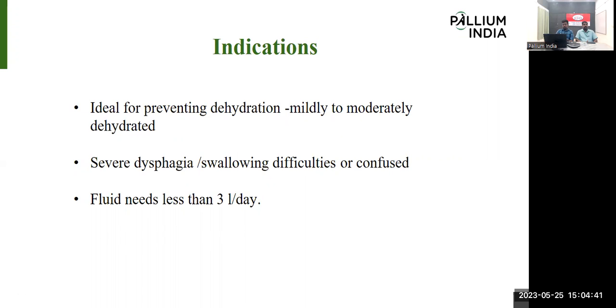Then if any patient is suffering with swallowing difficulty and severe dysphagia, and is unable to take oral medicines or food, we can give them subcutaneously. Then if we are planning to give 3 liters or 6 pints of fluid to a patient in one day, we can choose the subcutaneous route, maximum 3 liters or 6 pints. While I say this, you may be confused how 3 liters is possible. So we will explain this in the next slides.